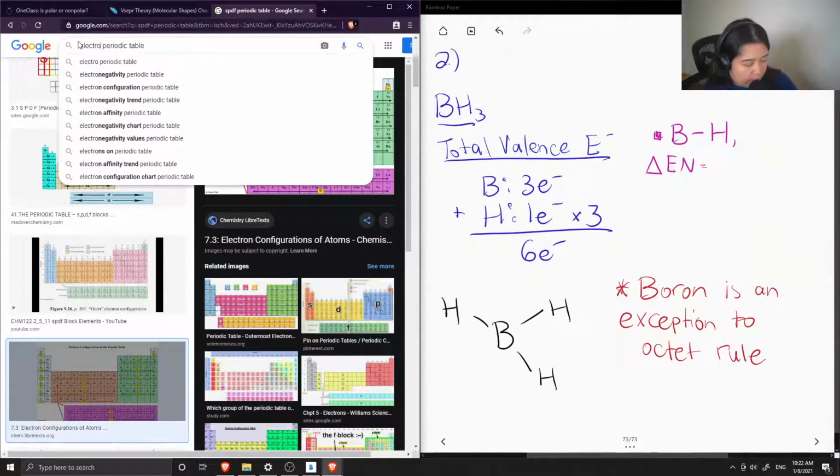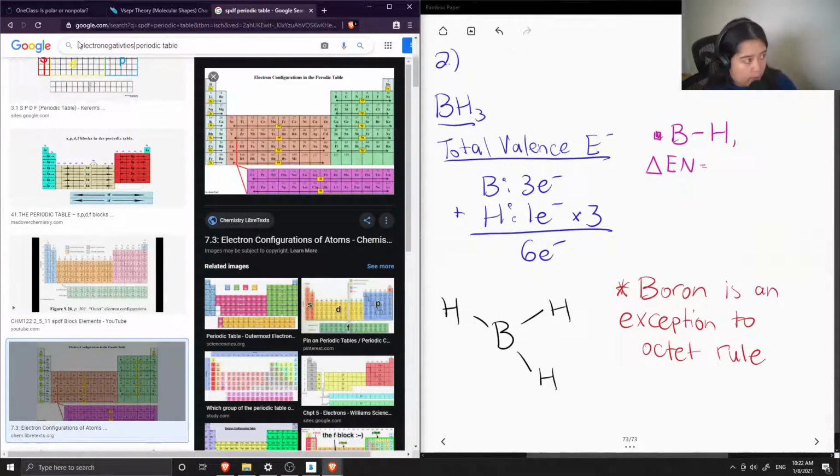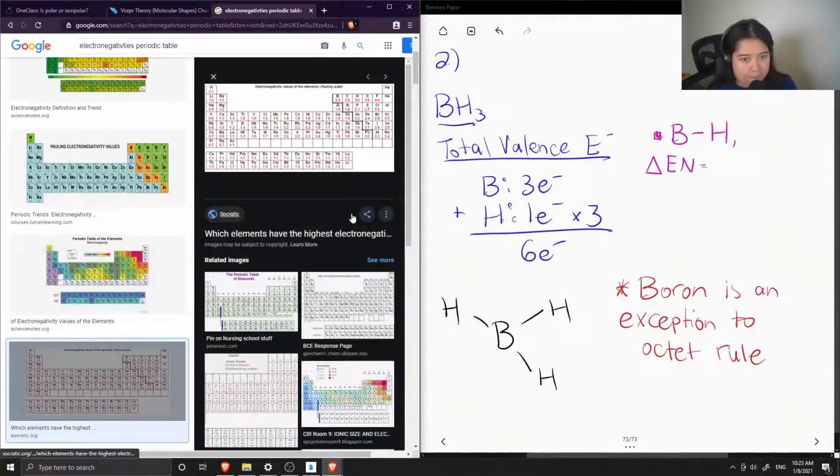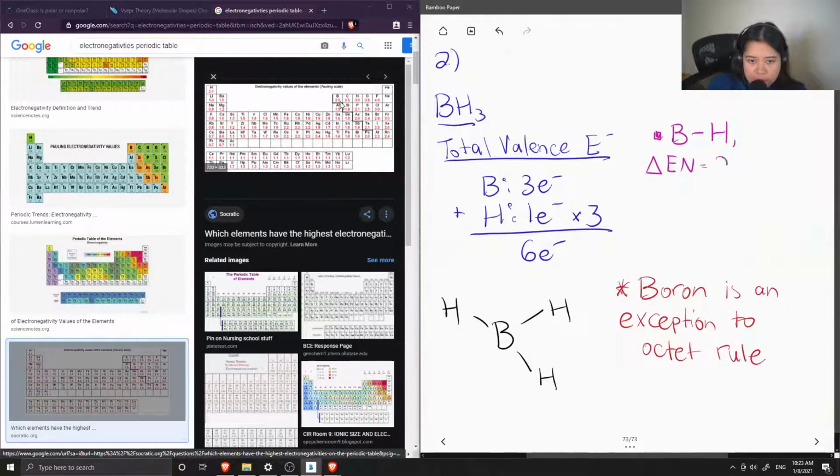So let me look up electronegativity values on the periodic table. So boron's electronegativity is 2 and hydrogen's is 2.1. So they're pretty close in electronegativity values, and the difference is only 0.1. So because it's only 0.1, this tells us that the boron-hydrogen bond is nonpolar.